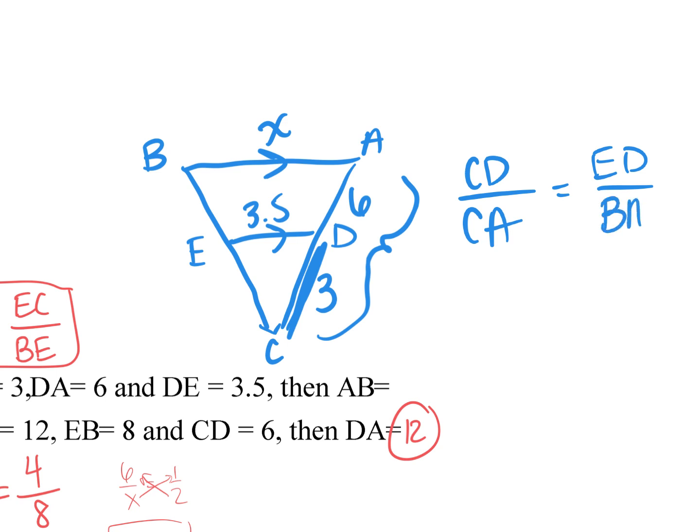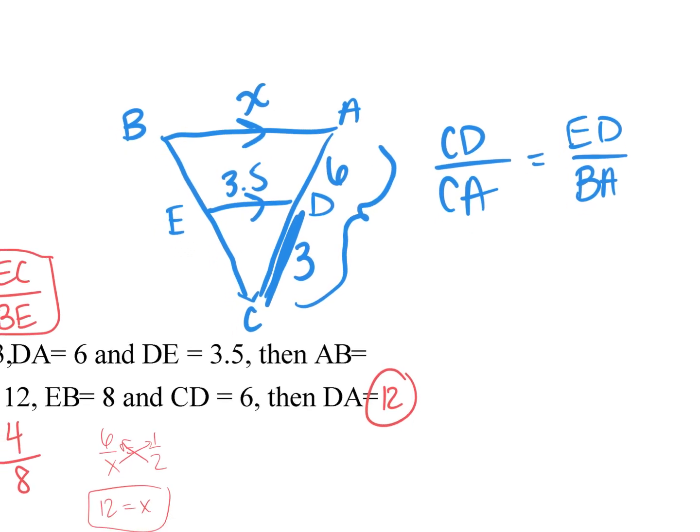BA. Or AB, okay? That order doesn't matter. So now what is CD, guys? 3. 3, right? What is CA, though? 9. It's 9. You have to add those values together. Equals ED, which is what?